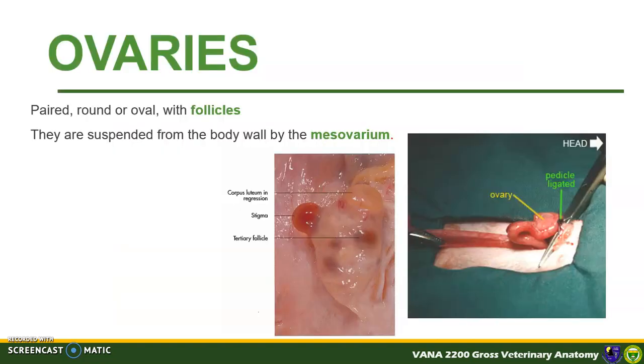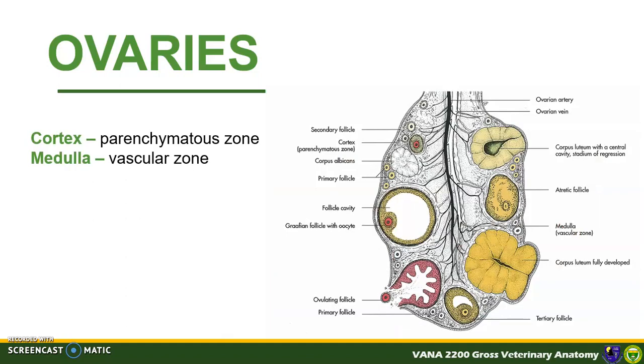Let us begin with the female gonads. The ovaries are paired glands, oval, firm in consistency, and often nodular or tuberculate due to the protruding follicles. They are suspended from the body wall by the mesovarium. They are generally found in the sublumbar region, and in dogs it ranges from 1 to 1.5 centimeters.